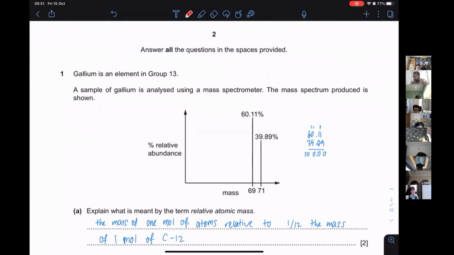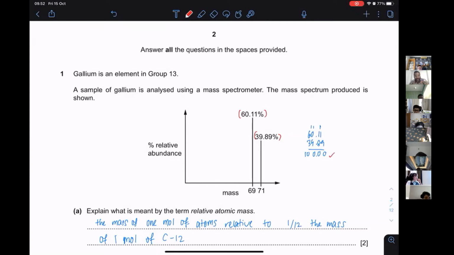Now, whenever you look at this mass spectrum, please remember, you need to make sure that whatever abundances you have, you need to add them first. In this case, I've added them and I found that they are 100%. This is very important, so you need to do that first.